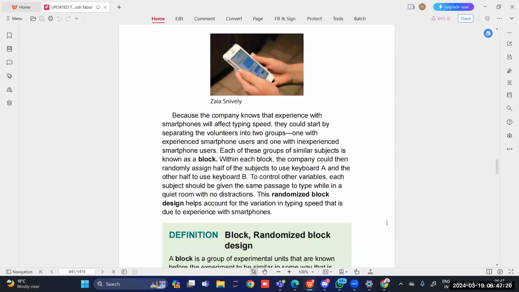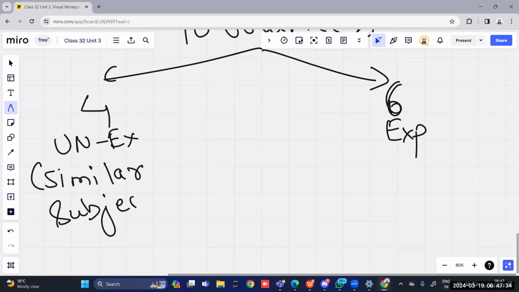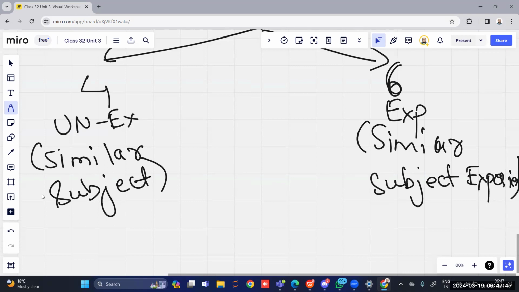So each of these groups has similar subjects. What is similar here? That they are inexperienced. And what is similar here? That they are experienced in using a smartphone. Similar subjects, the similarity is experience. So this is known as block 1, and this is block 2.